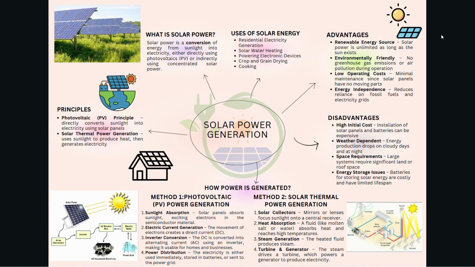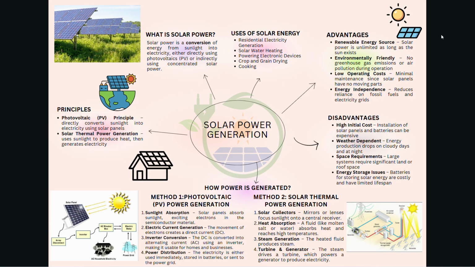And next, I will talk about the principles of solar energy generation. First is the photovoltaic (PV) principle. It is a principle that directly converts sunlight into electricity using solar panels. And the next principle is solar thermal power generation. It uses sunlight to produce heat and then generate electricity.